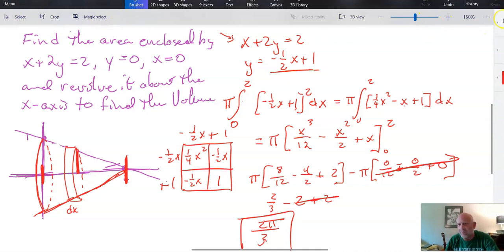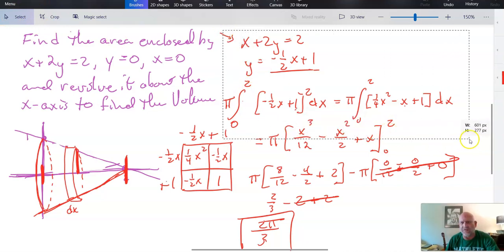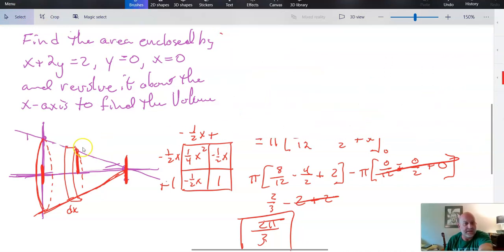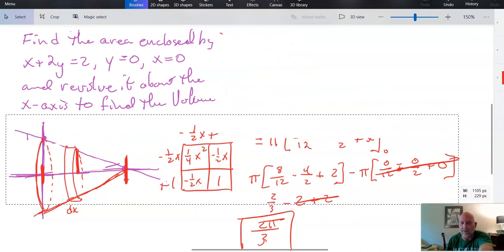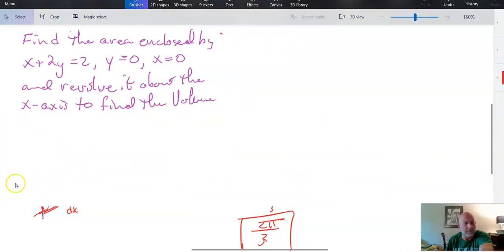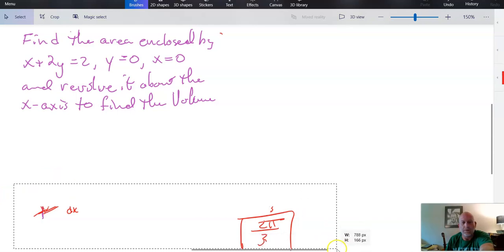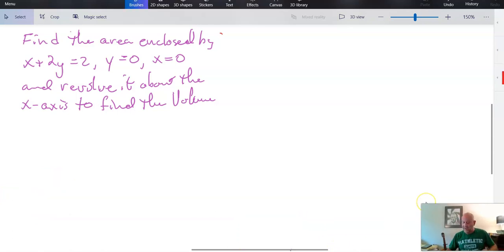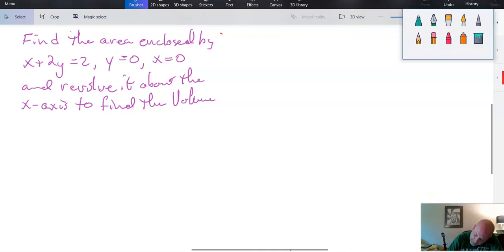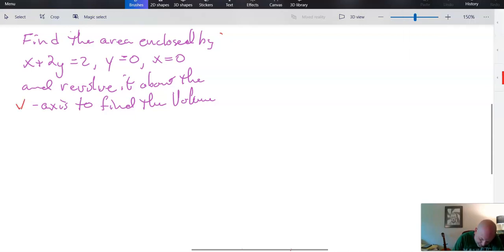I'm going to clear a bunch of this stuff off, and we're going to change what we're looking at. We're going to take a look at it in terms of y instead of x. So, switch back to that. I'm not going to say x-axis anymore. I'm going to say it's the y-axis that we're going to revolve this around. So the curve hasn't changed, but what we're revolving it around has.